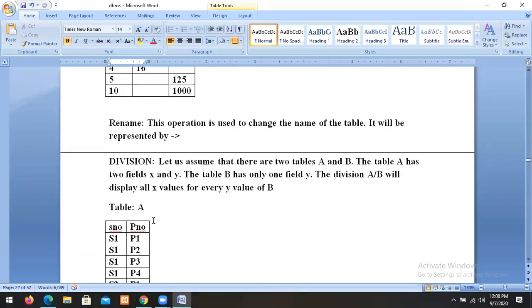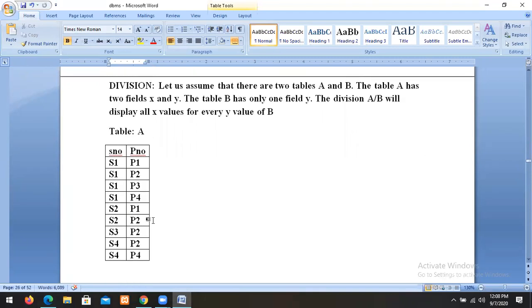Then we go for division. Another operator is division. What is division? Let us assume that there are 2 relations A and B. A has 2 fields X and Y, B is another field. When A divides B, display all the values of X for every value of Y in B. When we divide one table with another table, display all X values for every value of Y. For example, this is one table A.